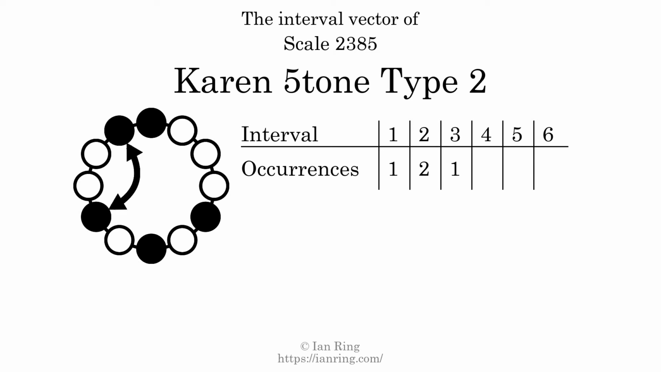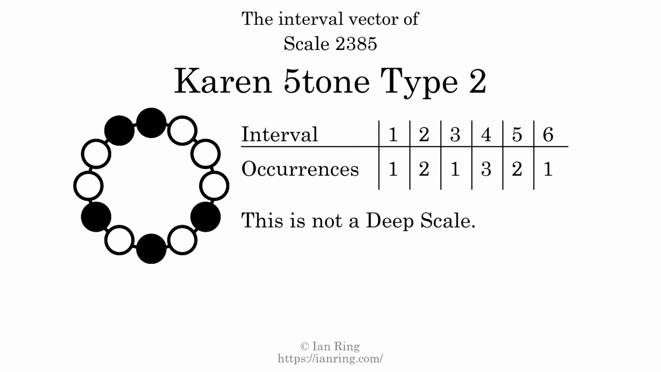It is here. There are 3 intervals with a size of 4 semitones. They are here, here, and here. There are 2 intervals with a size of 5 semitones. They are here and here. There is one interval with a size of 6 semitones. It is here.